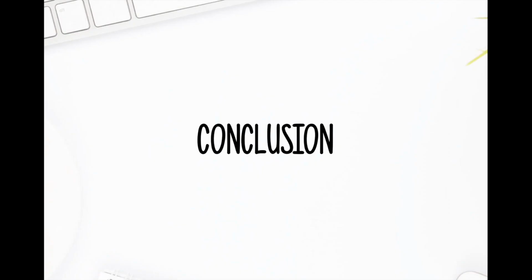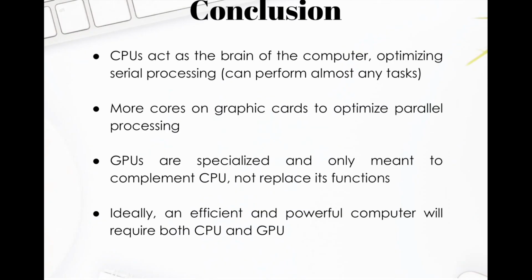Okay, so to conclude the presentation, one of the points is that the CPU acts as the brain of the computer, optimizing serial processing. The difference between CPU and GPU is that a CPU is able to take in a larger instruction set, therefore it can perform a wider range of tasks. A CPU is also able to run at a maximum clock speed and is capable of managing the input and output of all of a computer's components.